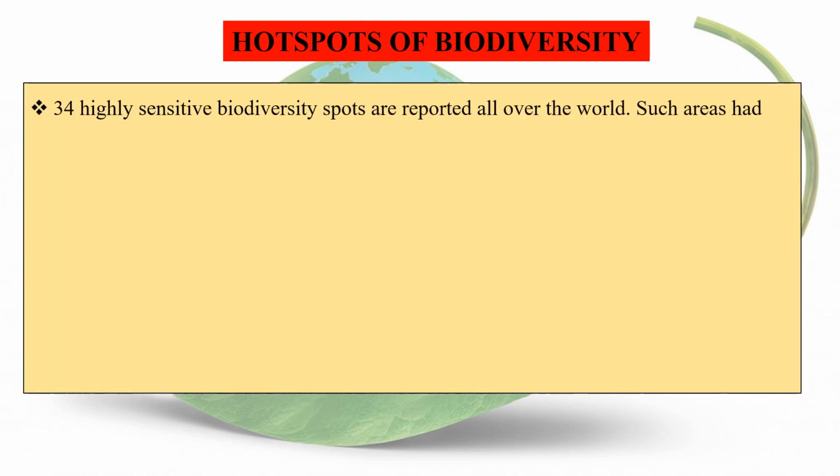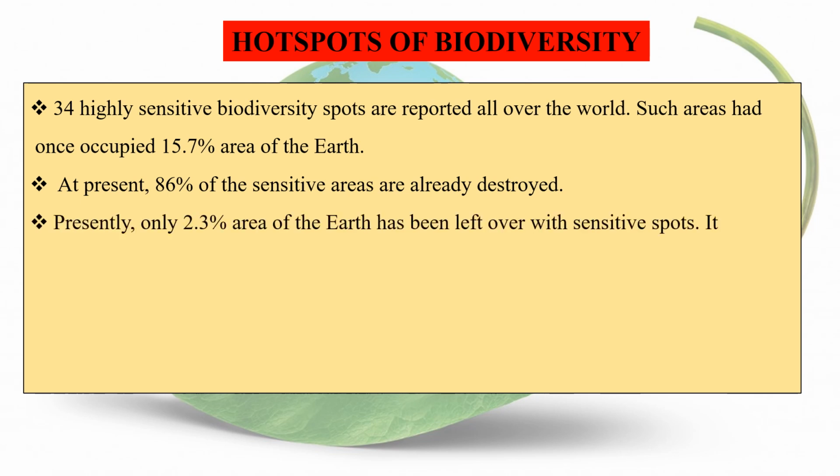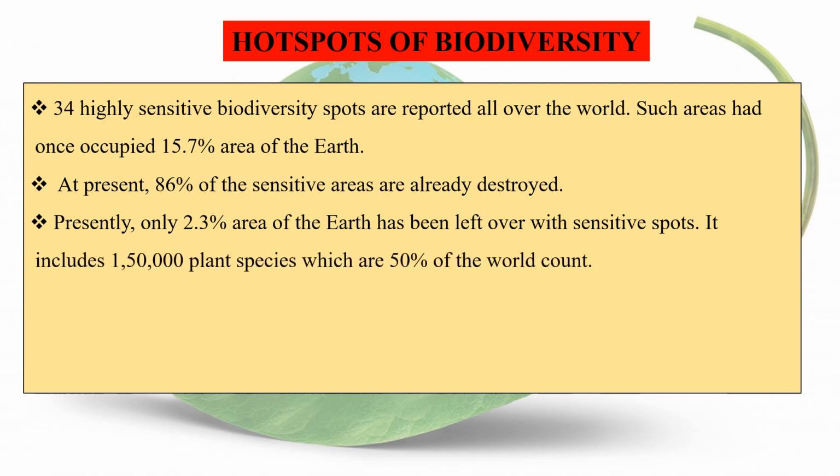34 highly sensitive biodiversity spots are reported all over the world. Such areas had once occupied 15.7% area of the earth. At present, 86% of the sensitive areas are already destroyed. So you can imagine what is the condition of the biodiversity. Presently, only 2.3% area of the earth has been left over with sensitive spots. It includes 1,50,000 plant species, which are 50% of the world count.